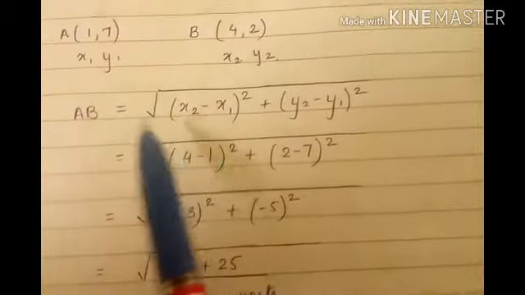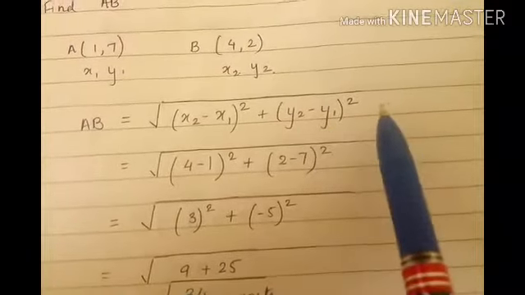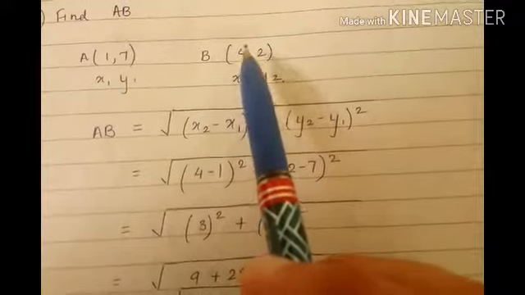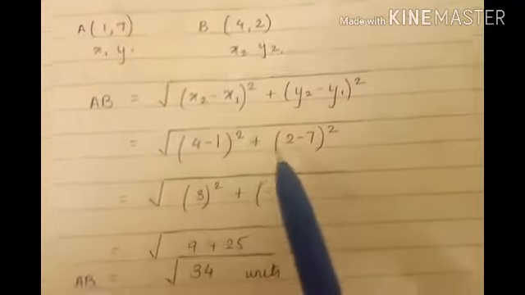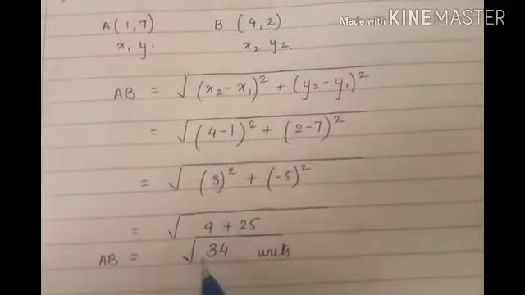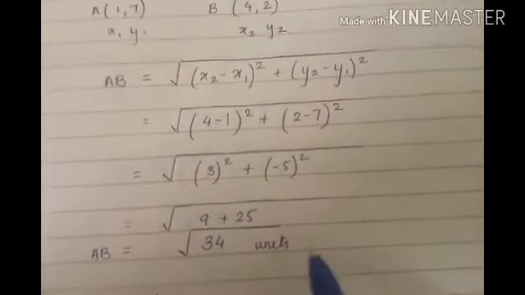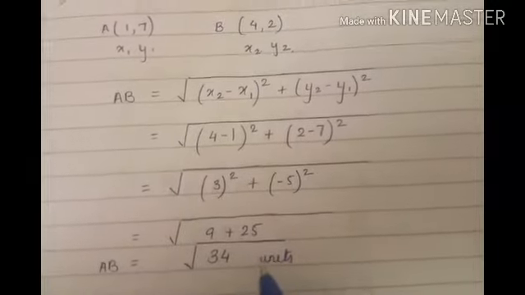So for AB, what is the formula? Distance formula: square root of (x2 minus x1) the whole square plus (y2 minus y1) the whole square. x2 is 4, so 4 minus 1 the whole square plus 2 minus 7 the whole square. All basics. So AB is equal to root 34 units. You get the length of AB as root 34 units.